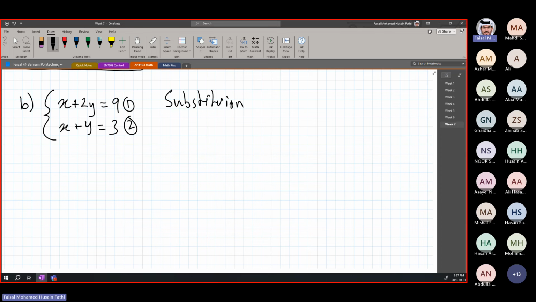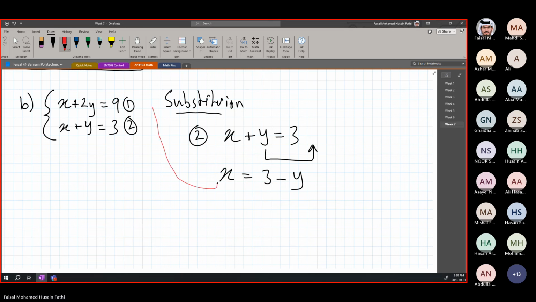Okay. So from equation 2, X plus Y is equal to 3. We need to keep the X by itself on the left side. So we'll move the Y to the other side. It's going to be X is equal to 3 minus Y. Okay. Now we finished with equation 2. We have to substitute this X back into equation 1. It has to be substituted in equation 1, not back into equation 2.